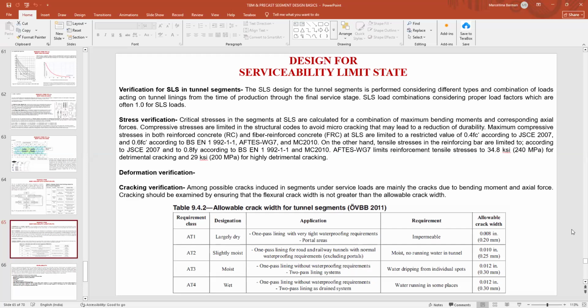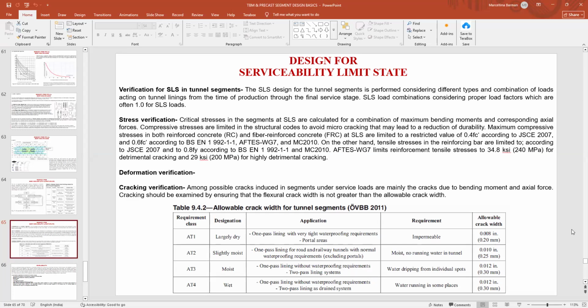So you can see there are different types of conditions of the water ingress. Accordingly, the crack width has been specified. If it is a dry condition, a moist condition, or a wet condition, a different crack width has been specified. So you need to first of all see what your crack width is if the segments have got cracked, and accordingly what your specified crack width is.